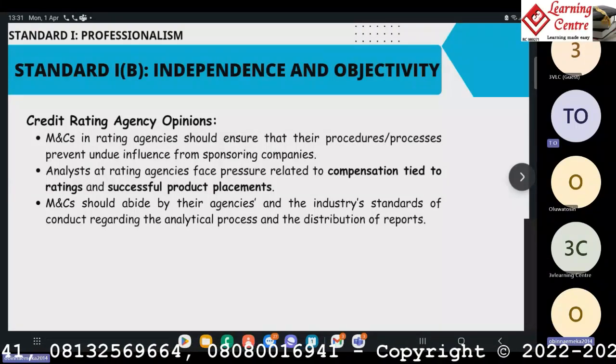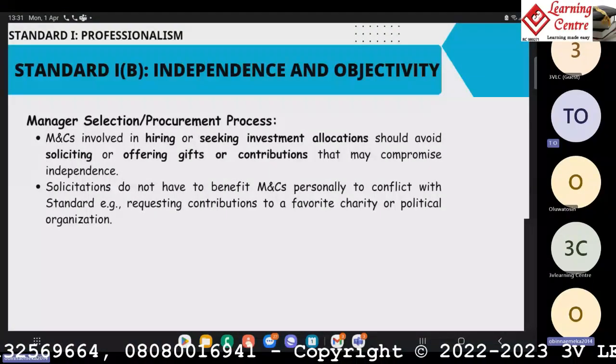What about manager selections and procedure? Okay, please go on. Yeah.